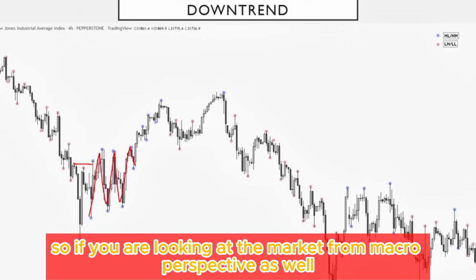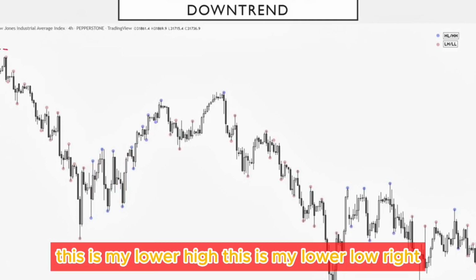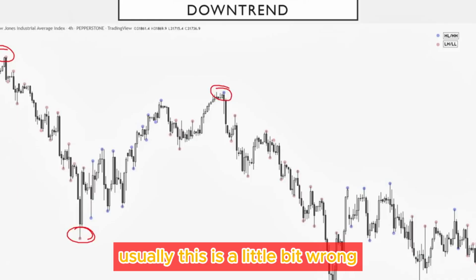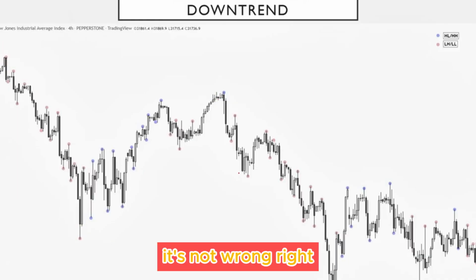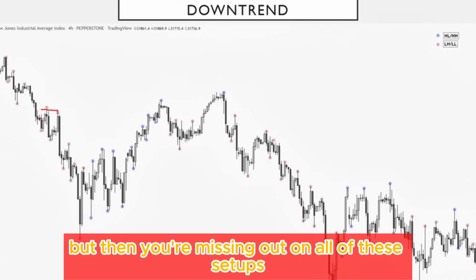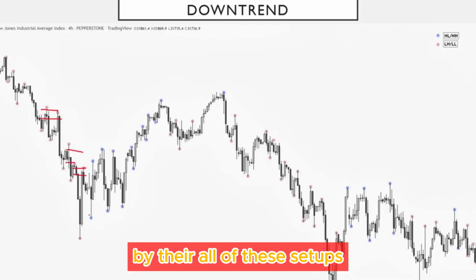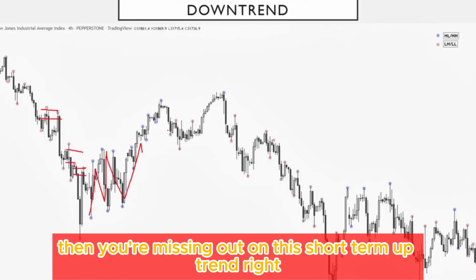So if you are looking at the market from a macro perspective as well, you can say this is my lower high, this is my lower low, and then this is my lower high. Well, usually this is a little bit wrong. It's not wrong, right? But then you're missing out on all of these setups right there. Then you're missing out on this short-term uptrend, right?